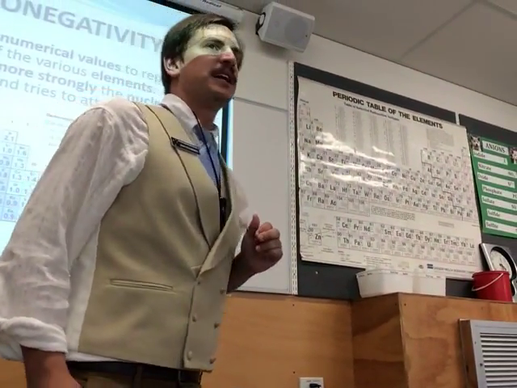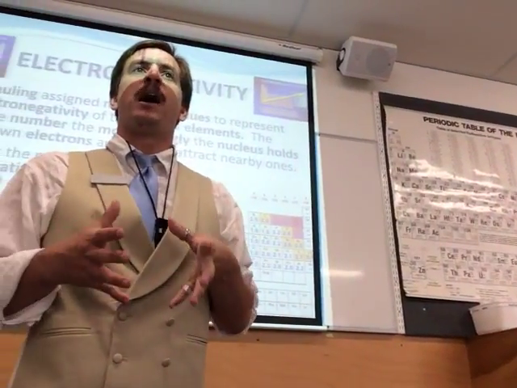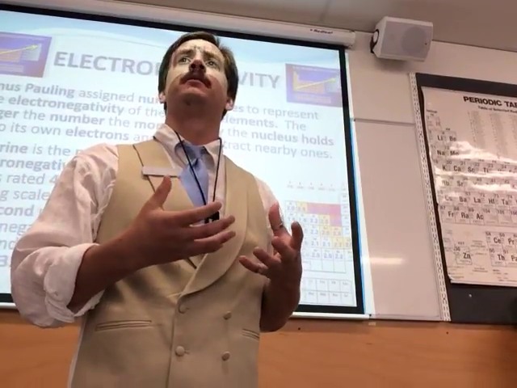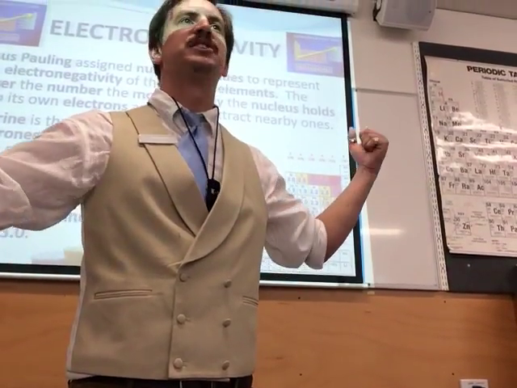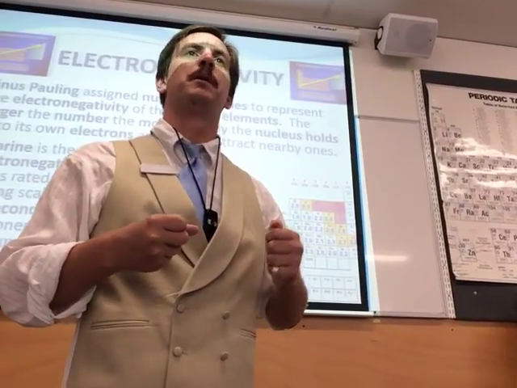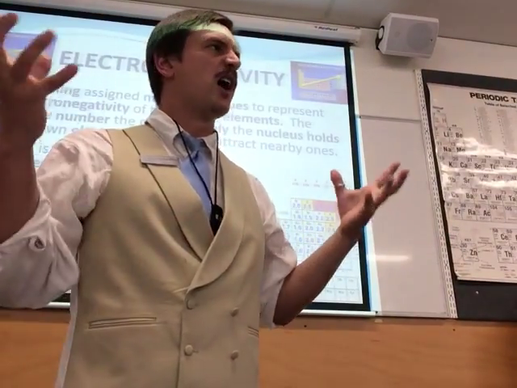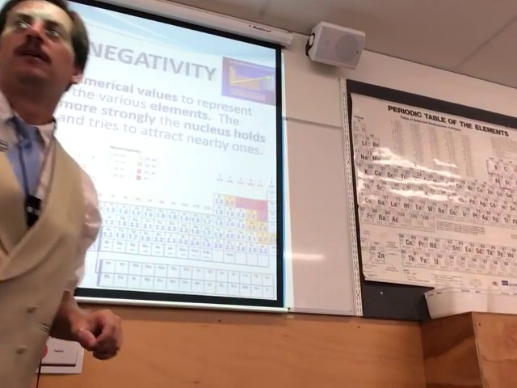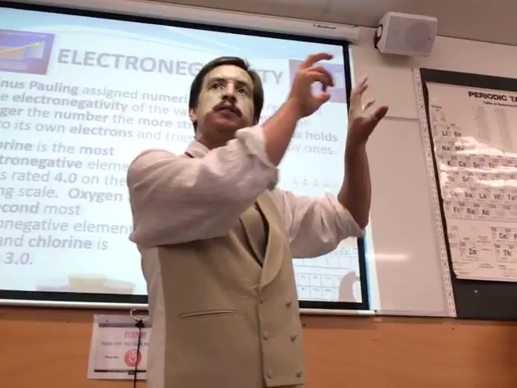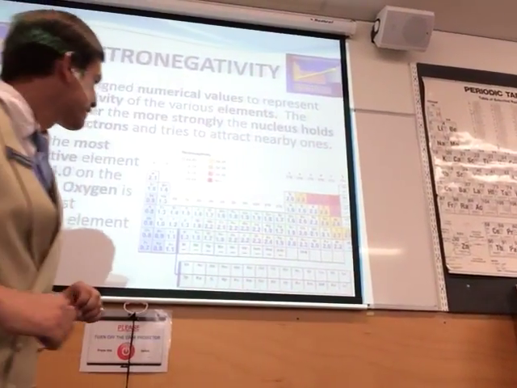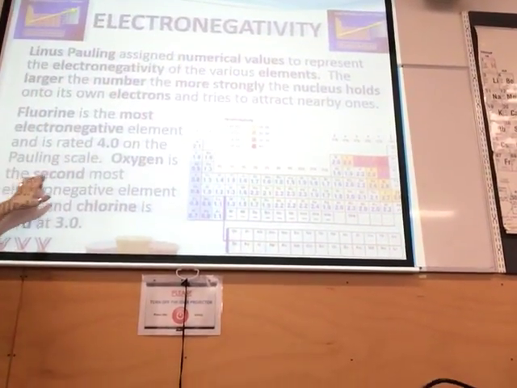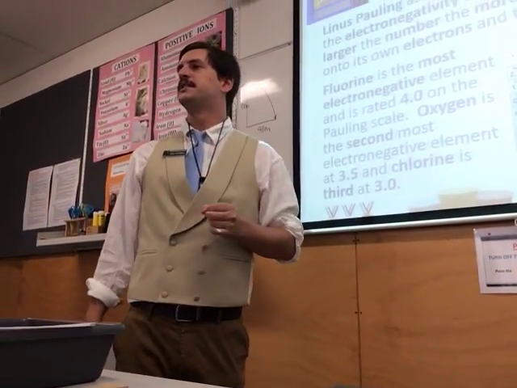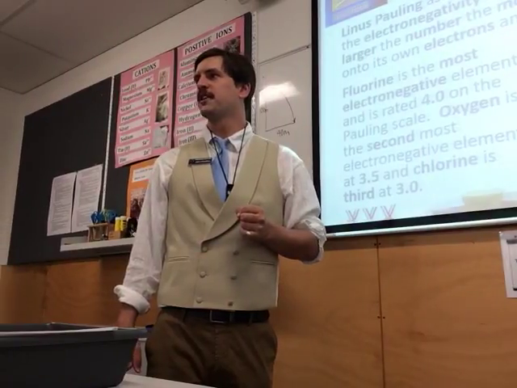It doesn't have a lot of shells, so its electrons are close by. It's got a very high core charge of +7. So that means fluorine can just take electrons pretty easily from something else real quick. It's got a higher power to attract. That's why it's there. And oxygen and chlorine are sort of getting into the second most. So if we look, oxygen is the second most with 3.5, and chlorine third at 3.0 electronegativity.